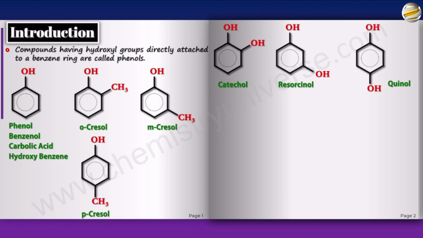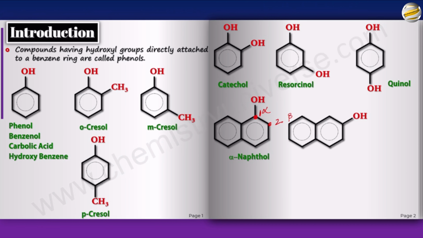As I said, you can even have other types of aromatic rings having this OH. If you have the OH attached to naphthalene, since this position is always numbered 1 and this position is always numbered 2, you can call it alpha or beta if you want to use the common name. So this is called alpha naphthol. And if it is attached at position number 2, we call it beta naphthol.